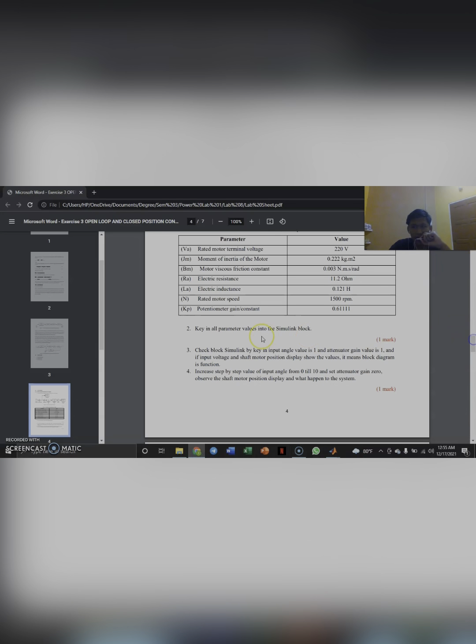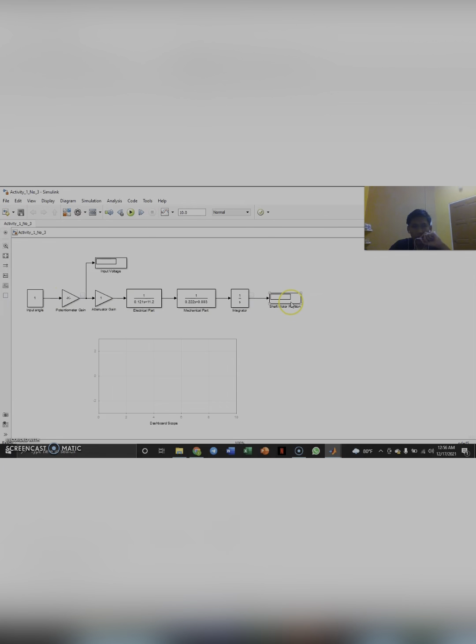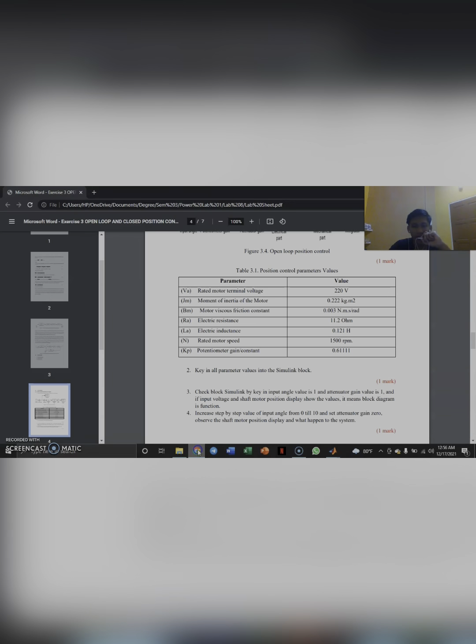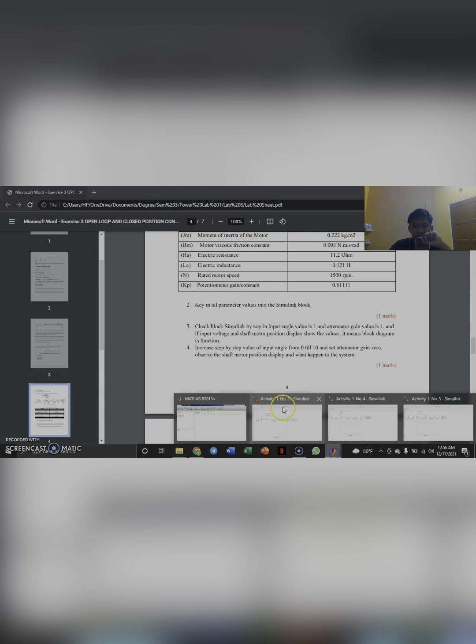Second step is key in all the parameter values into the simulation block, and I already did it. This is all the value from the list referred to by the lab sheet. At step 3, we need to make the input value 1 and the attenuator gain value also 1. If the input voltage and shaft motor position display show some value, it means the block diagram is functioning. So let's find out.